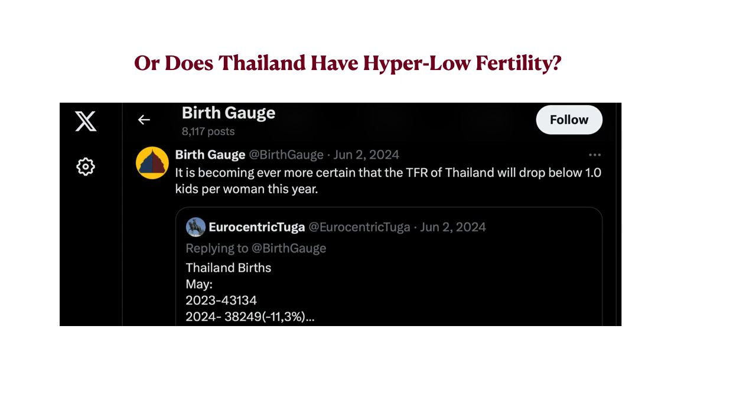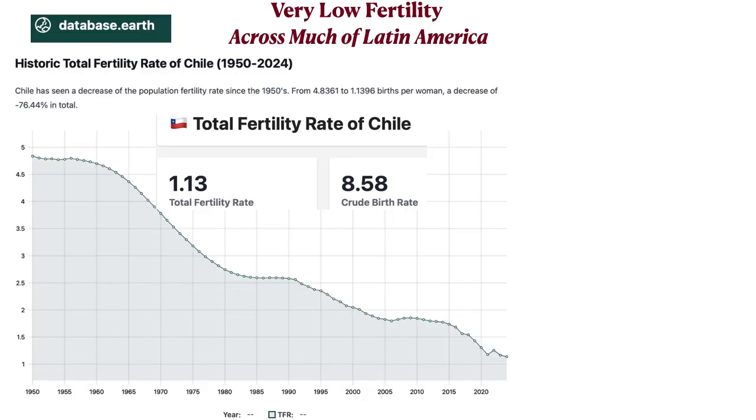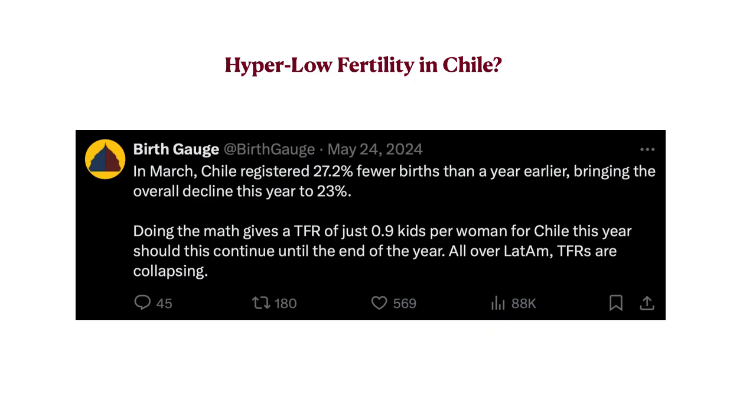And as mentioned before, other countries, Chile is a very good case. Database Earth, here you can see that it's putting its total fertility rate at 1.13. Interesting to see there was, according to the data, a little uptick around 2021 and then dropping again. And we go to Birth Gauge, and what do we say? Well, doing the math gives a total fertility rate of just 0.9 kids per woman in Chile this year, should it continue to the end of the year.